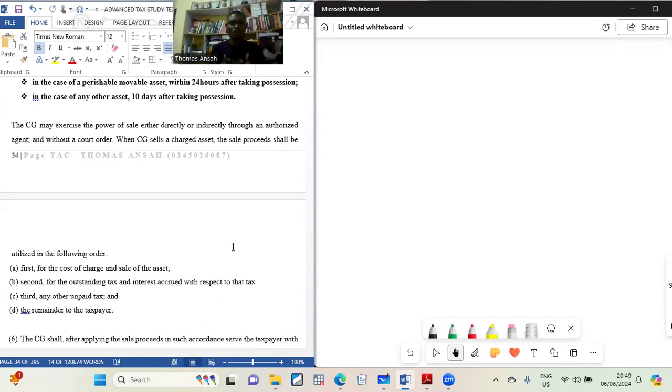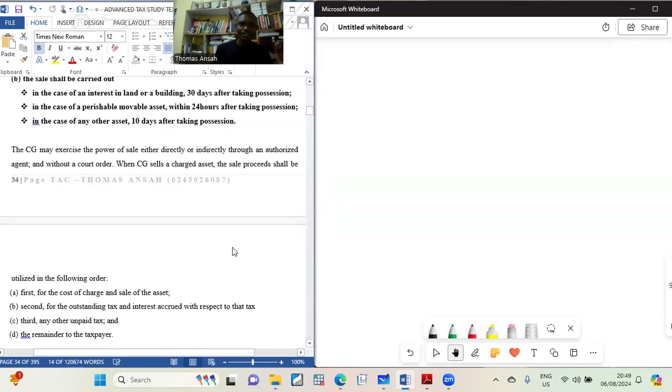Yeah, so they will seize your assets for 6 months, and they are basically saying that we have seized your assets for 6 months, come and tell us something. I mean, you can't just be there. So they need money, and so therefore that is what will happen. Now they will sell the assets. If it is a landed property, it's 30 days. If it is a perishable good, 24 hours. If it is any other asset, then 10 days.